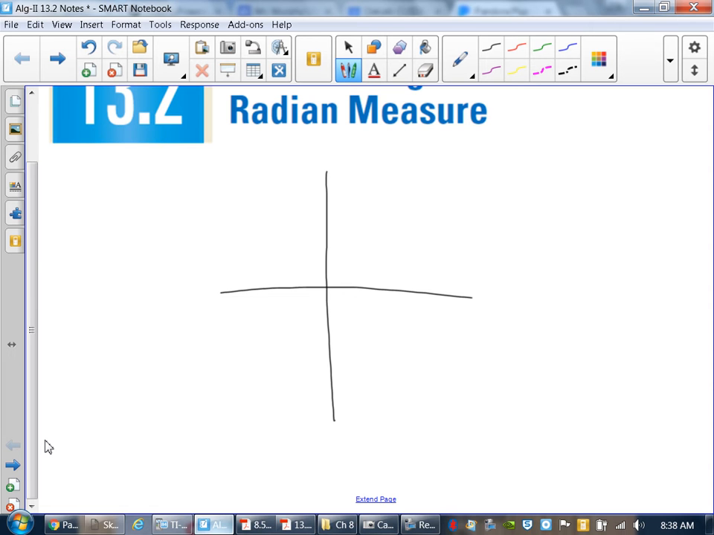So it's quadrant 1, 2, 3, and 4. One of the rare occasions that we still use Roman numerals.